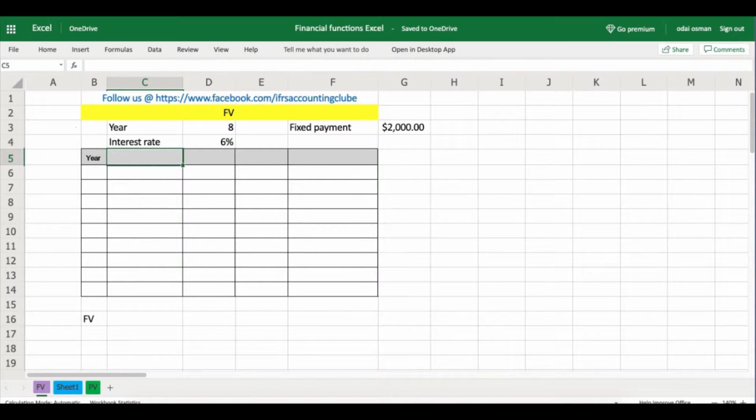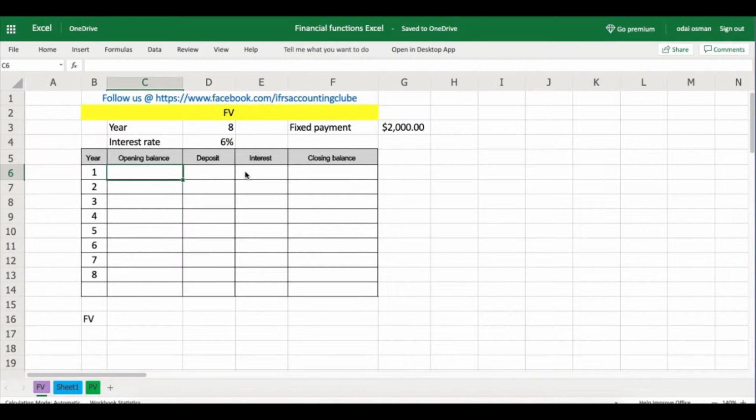In the first column I have year. In the second column I do have the opening balances, and I do have the deposit that we are going to deposit to the bank or for the investment purpose, and I have the interest rate. And then lastly, in the last column we do have the closing balance.